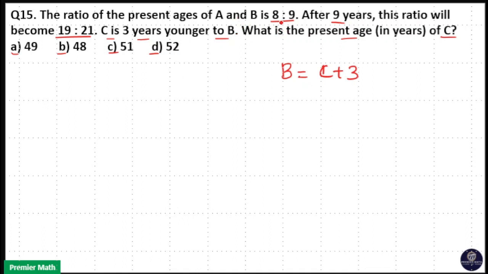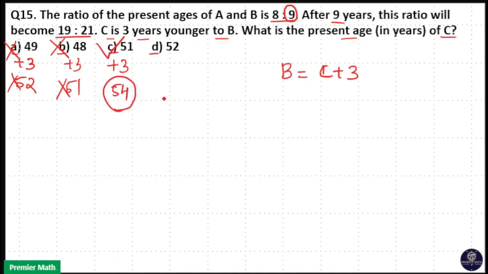Here, the present ages of A and B are in the ratio 8:9. That means the present age of B is equal to 9x. That means the present age of B is completely divisible by 9. Here, all these options are present ages of C. So, 49 plus 3 is equal to 52. This 52 is the present age of B. 52 is not divisible by 9. So, option A is eliminated. 48 plus 3 is equal to 51. 51 is not divisible by 9. So, option B is eliminated. 51 plus 3 is equal to 54. 54 is completely divisible by 9. So, option C is your answer.